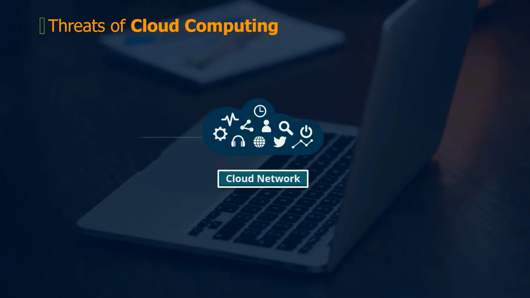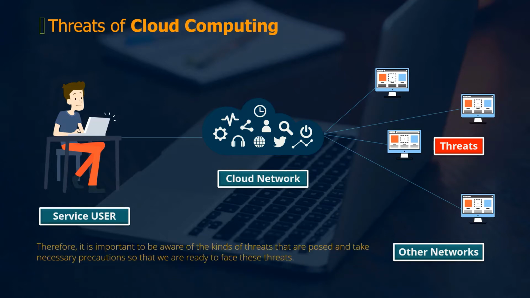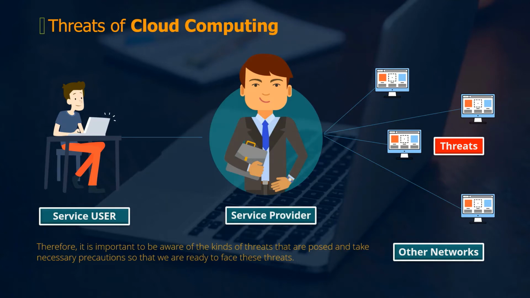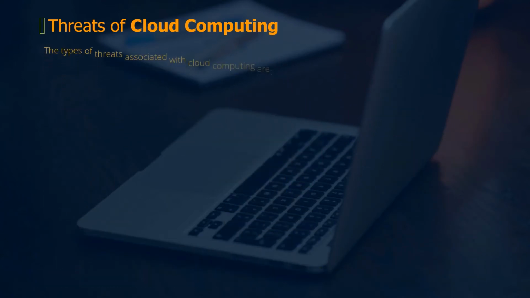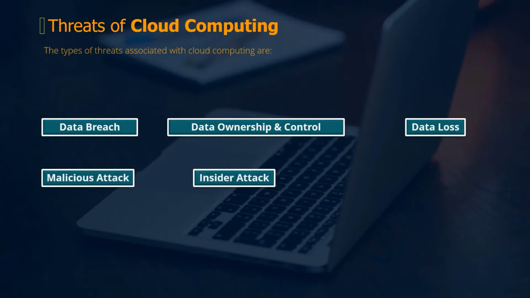A cloud network is accessible to users and multiple other networks. This makes it vulnerable to threats originating from computers following the same or different architecture. Therefore, it is important to be aware of the kinds of threats that are posed and take necessary precautions so that we are ready to face these threats. In this regard, it is all the more important to choose the right kind of cloud service provider. The types of threats associated with cloud computing are data breach, data ownership and control, data loss, malicious attacks, insider threat, loopholes in technology.